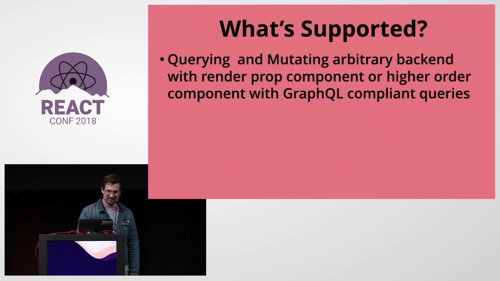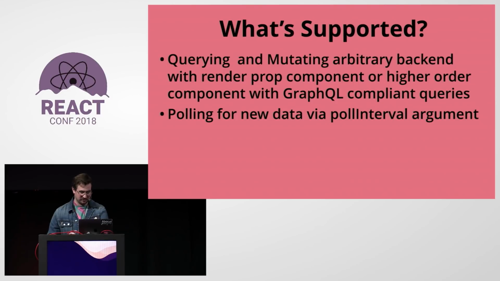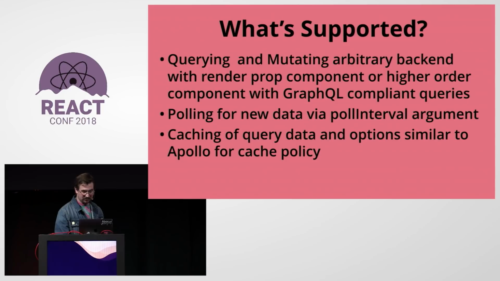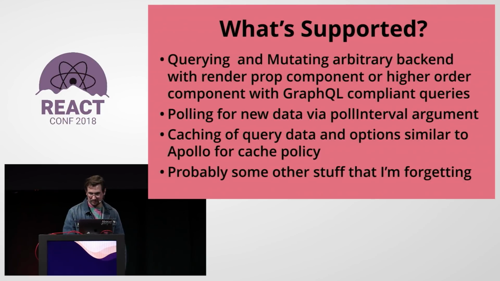What's supported right now? Querying and mutating arbitrary backends with render prop components or higher order components. Polling for data with poll interval. No subscriptions, because that's over my head, I think, for now. Caching of query data. So if you are making a query in 2 components, it's not going to make that request twice. By default, it will use cache first, so it will hit the cache. You can use cache only, so you can actually do offline stuff as well. Probably some other stuff I'm forgetting because I wrote it at differing times over the last few months.